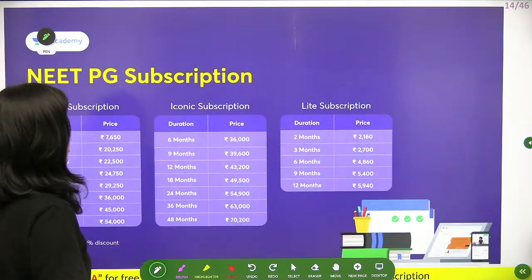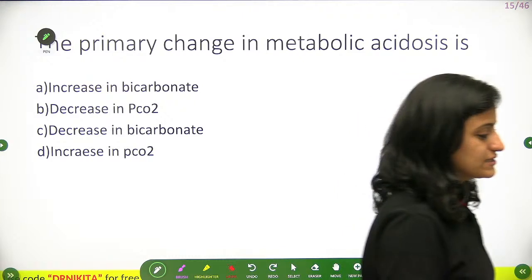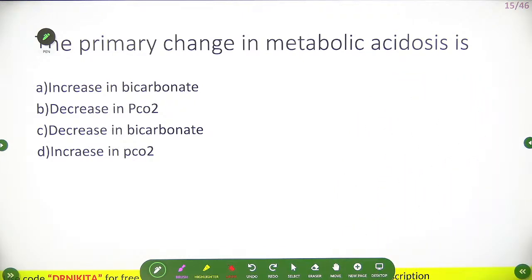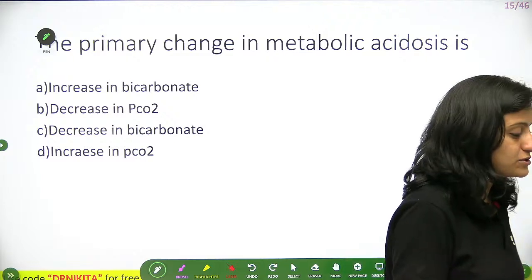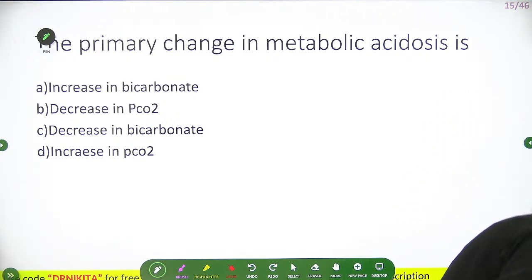All right. So let's start with the discussion here. Tell me, what do you think would be the answer to this one? The primary change in metabolic acidosis is which of the following?